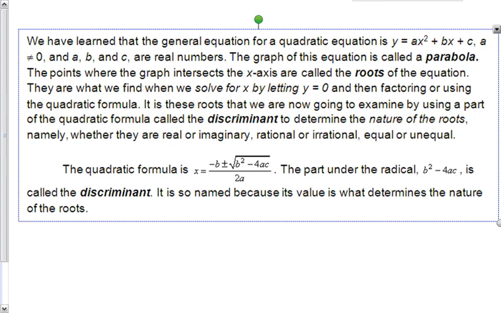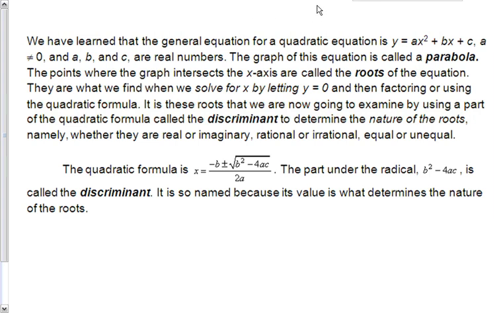In this little lesson, we're going to talk about the nature of the roots. When I say nature of the roots, the idea is the roots have many properties, and something controls them all. In the last lesson, we did the quadratic equation, and part of that formula controls the roots. So let's talk about the graph.